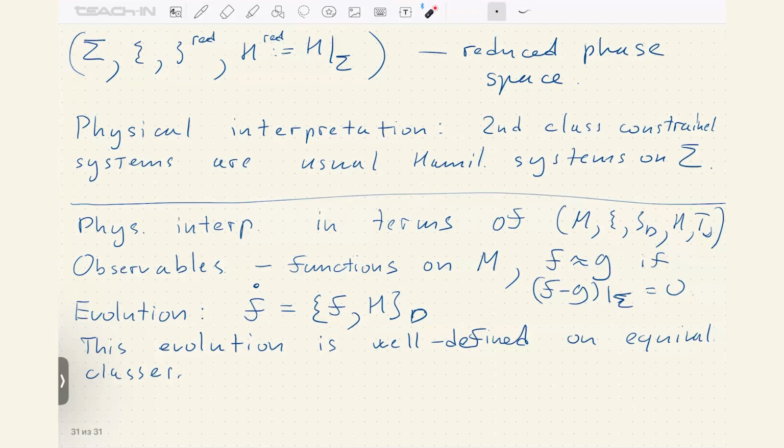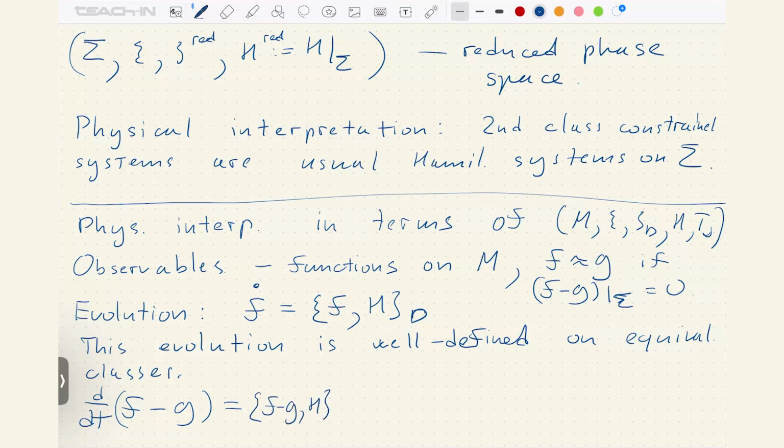So let's study the evolution of F minus G, right? We know that this is {F minus G, H} Dirac bracket. F minus G should be proportional to the constraints, because it vanishes on sigma. So here we put some functions f alpha T alpha instead of F minus G. And now we remember that T alpha are Casimir functions for the Dirac bracket. So the only remaining term is going to be T alpha {f alpha, H} Dirac.